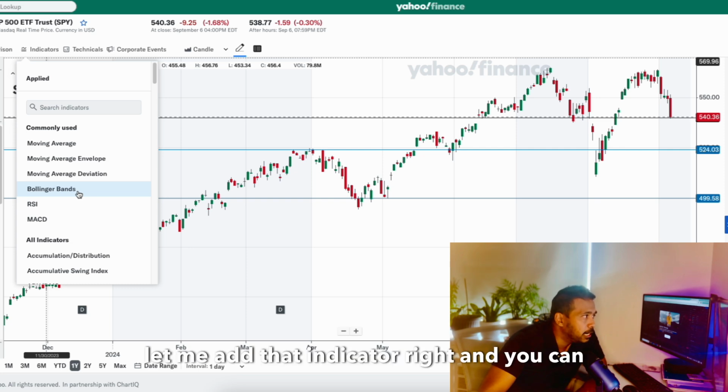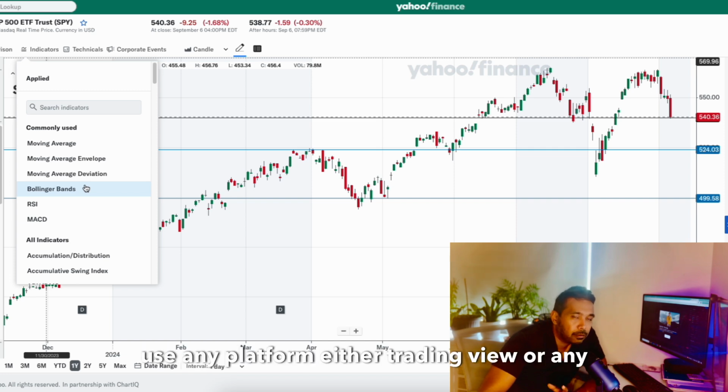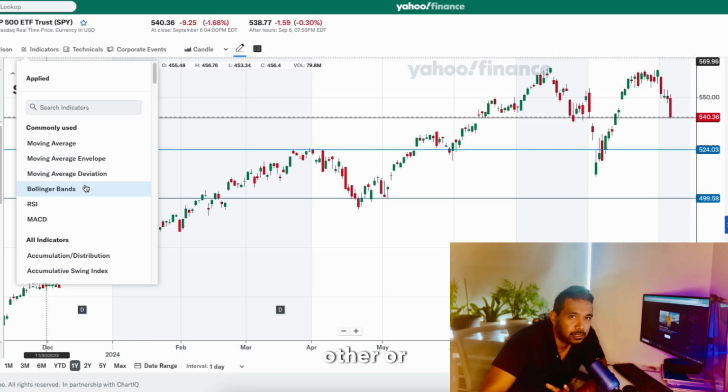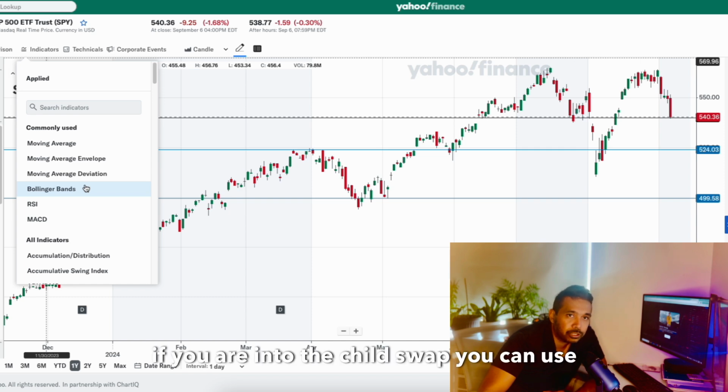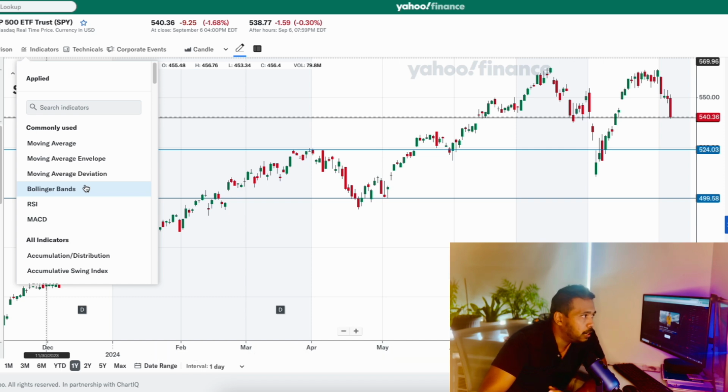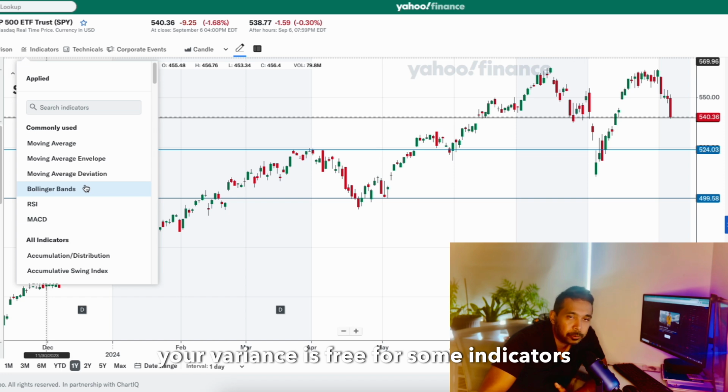So let me add that indicator, right? And you can use any platform, either TradingView or any other, or if you are with Charles Schwab, you can use their platform as well. Yahoo Finance is free for some indicators. If you want to add more indicators, they kind of charge for that, but it doesn't matter. I'm just explaining the indicator itself, so you can use any platform.